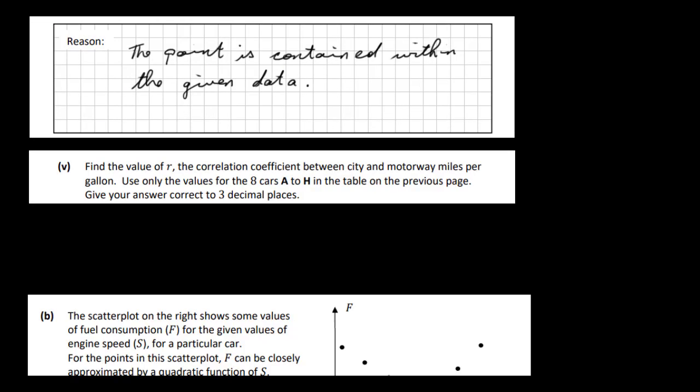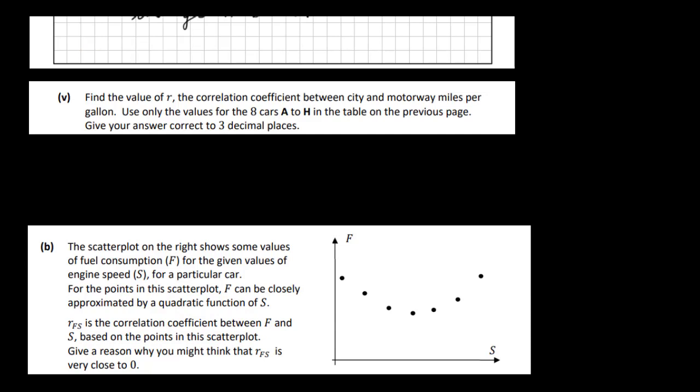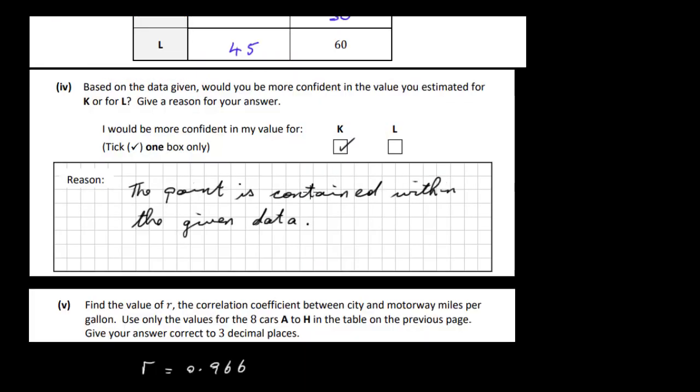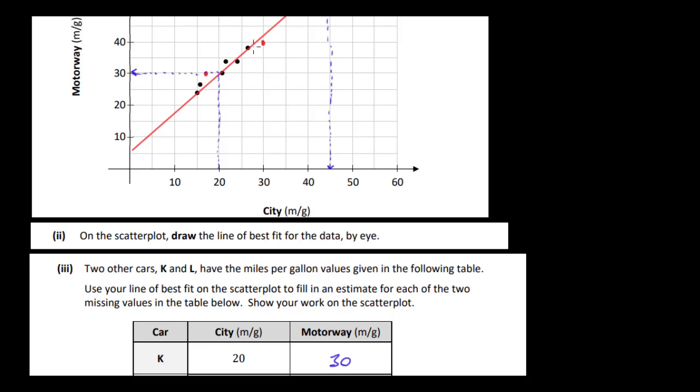Find the value of the correlation coefficient between city and motorway miles per gallon. Use only the values for the 8 cars A to H in the table on the previous page. Give your answer correct to 3 decimal places. Okay, so look, this one I've done already, and I got r is equal to 0.966 to 3 decimal places. And you can see that's a very strong correlation coefficient, and we can see that the data is very close to this straight line.